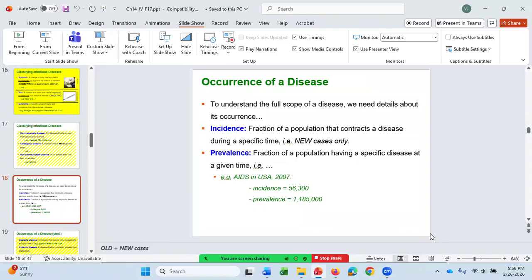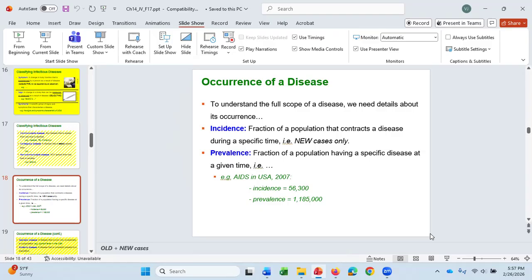Let's move on to talking about the occurrence of a disease. To understand the full scope of the disease, we need details about its occurrence. By occurrence, we mean the old and the new cases. The incidence is the fraction of a population that contracts a disease during a specific time. So the incidence is the new cases only. The prevalence is the fraction of the population having a specific disease at a given time. So the prevalence is both the new cases and the old cases.